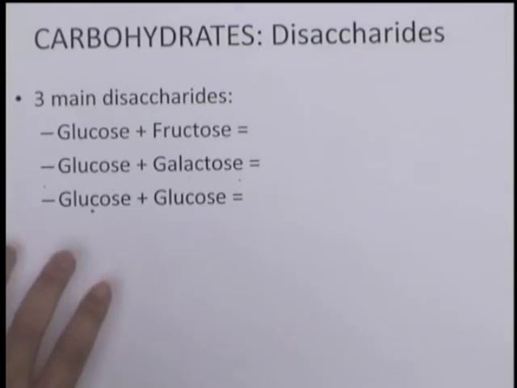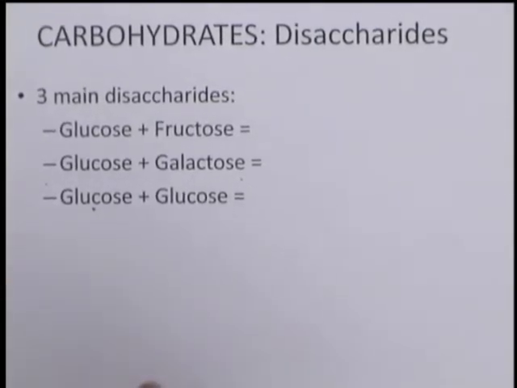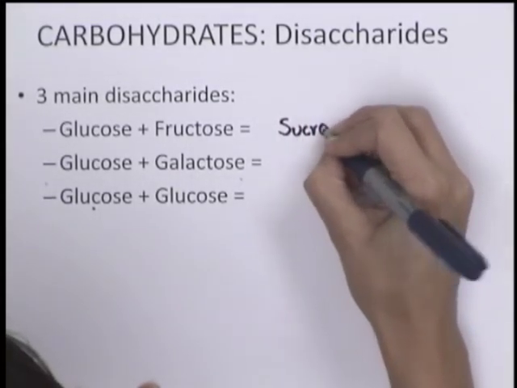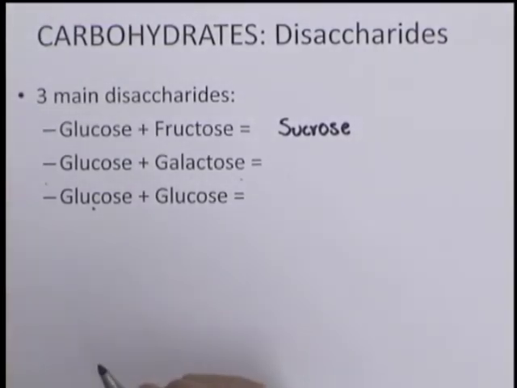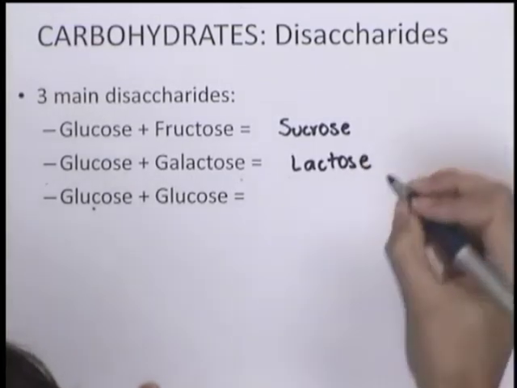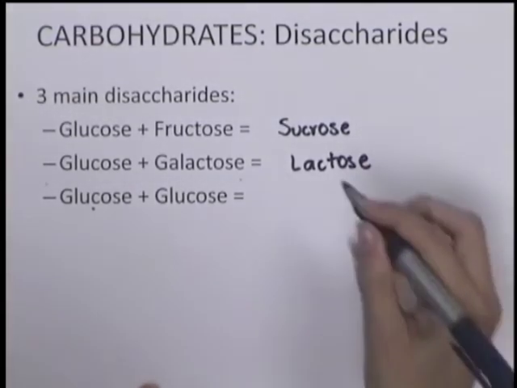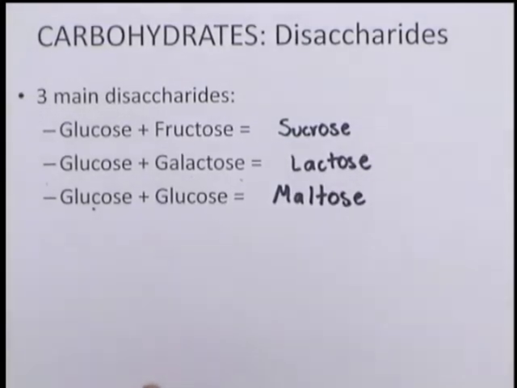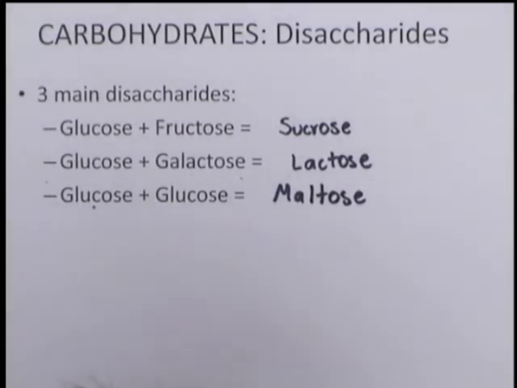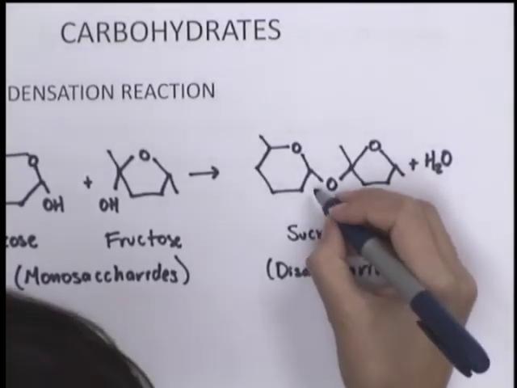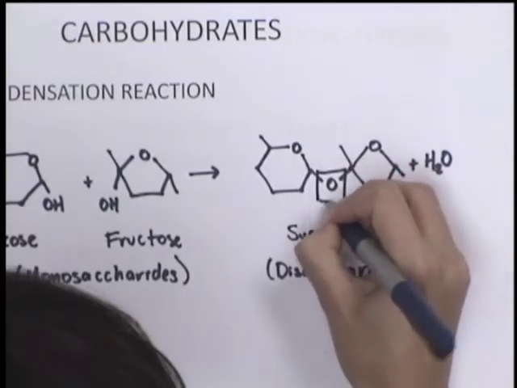So the different combinations that we could get are three main disaccharides. The first one is the example that we saw, glucose plus fructose, which creates sucrose. The second one is glucose plus galactose, in which we get lactose. And the last one is glucose plus glucose, for which we get maltose. Okay, these molecules are bonded together by the oxygen in the middle, and this bond or oxygen in the middle is called the glycosidic bond.